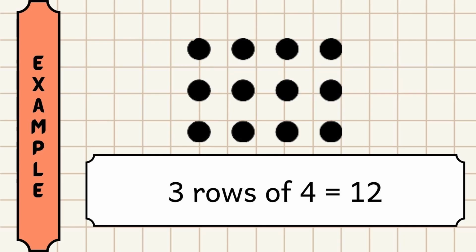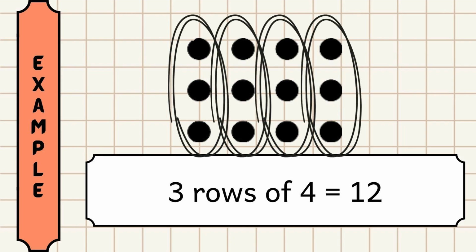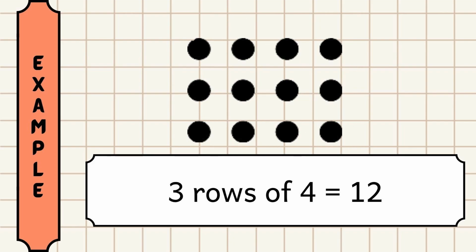Let's look at this example. Here we have 3 rows and 4 columns. That means there are 3 groups of 4 objects. Instead of counting each object one at a time, we can multiply. We say 3 times 4 equals 12. Arrays help us clearly see the number of groups and how many are in each group.